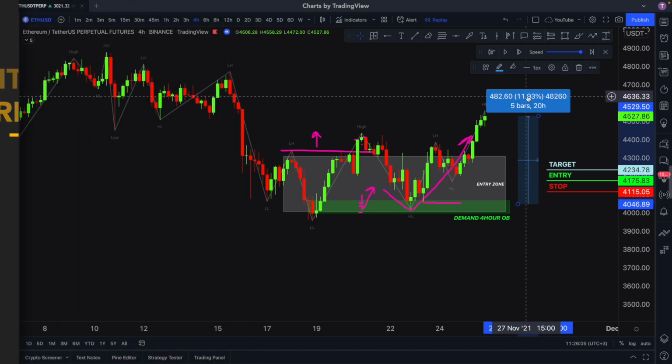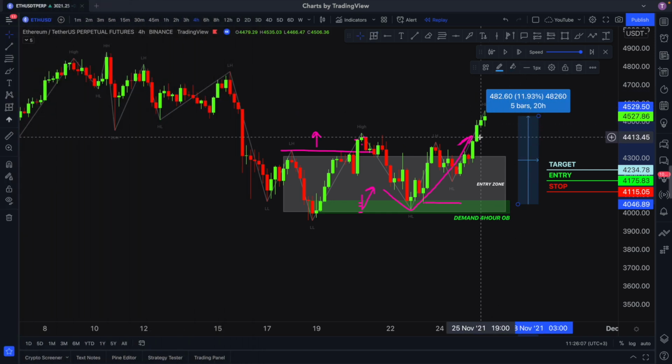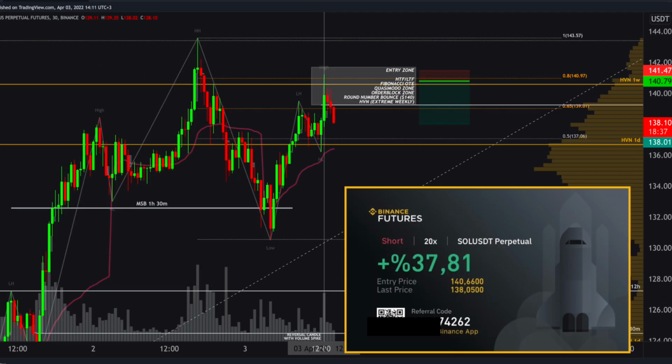If you check this Solana example, I've used the stop limit order and triggered my order from the wick that you see. Because this was very close to order block zone and there were other elements supporting my entry.